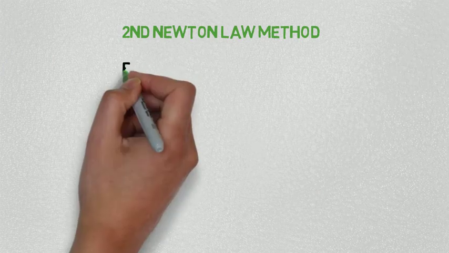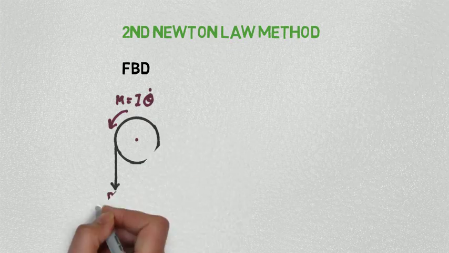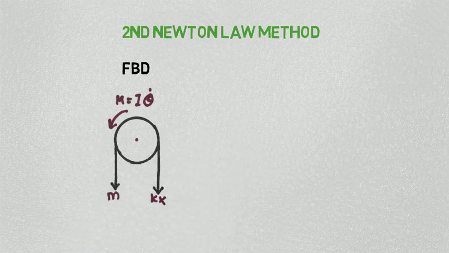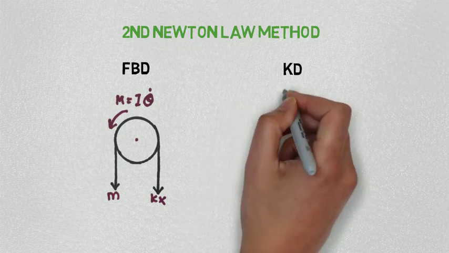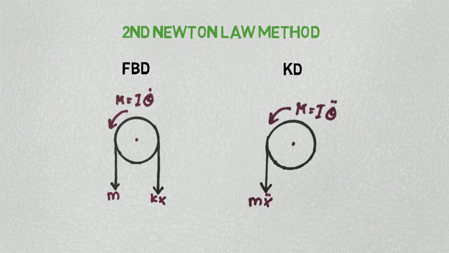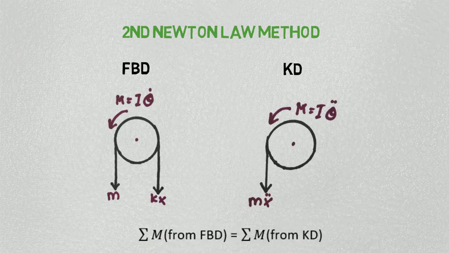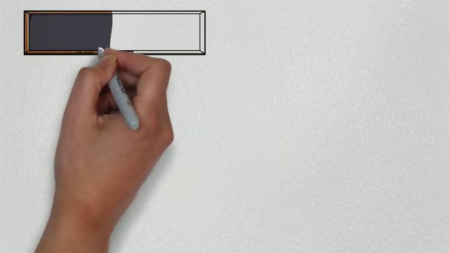Now, let's compare with the Newton's second law method. The FBD will be the same as the energy method, but in Newton's second law method, you must have a kinetic diagram to represent first the rotation and the linear displacement from the mass. Summation of moment from the FBD is equal to summation of moment from the kinetic diagram.